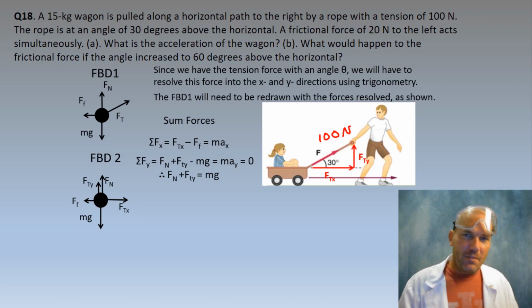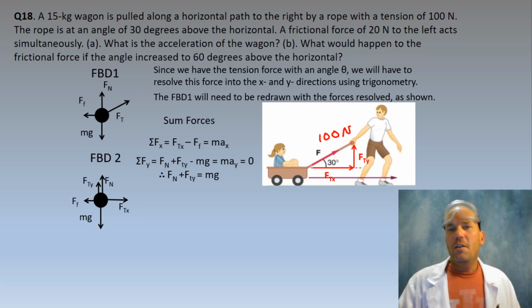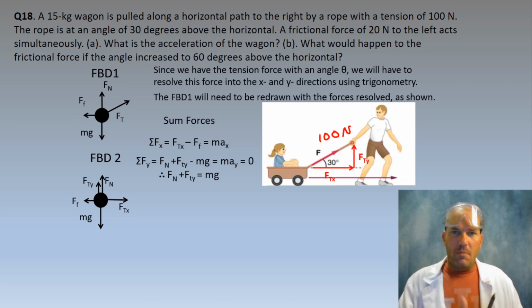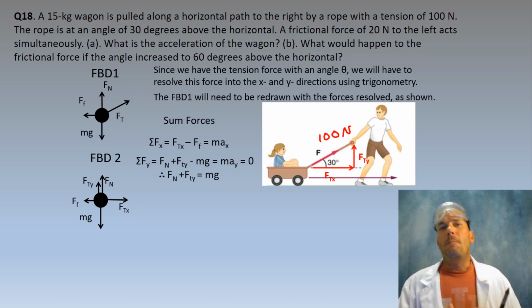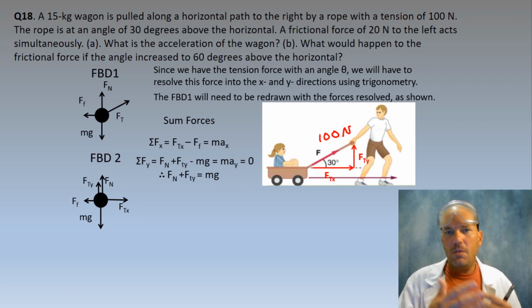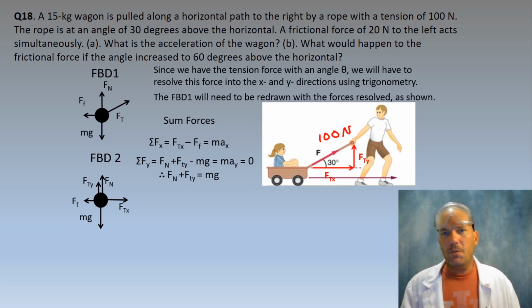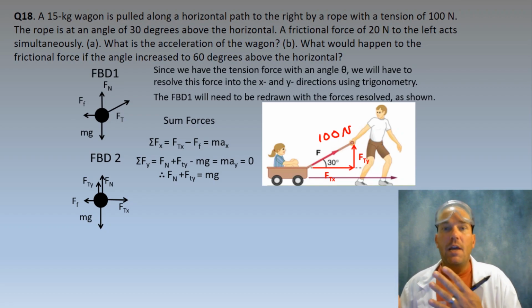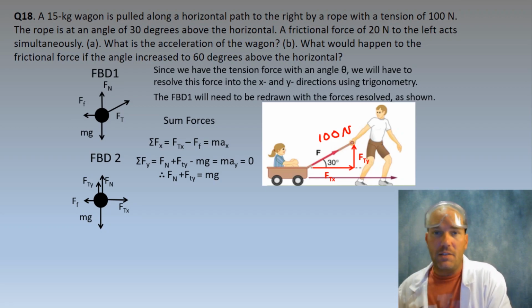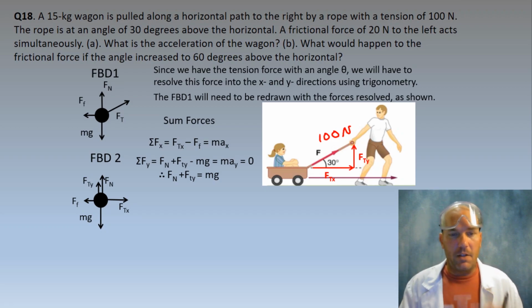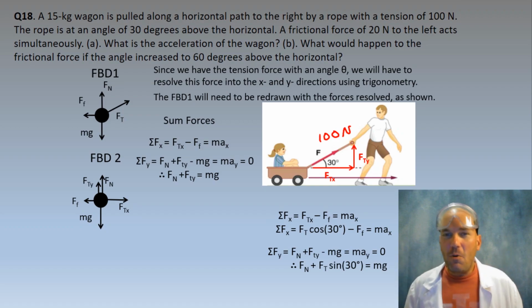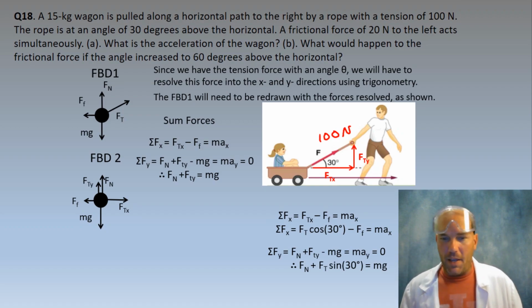So again, force normal plus force of tension in the y direction minus mass times gravity equals 0. Therefore, force normal plus force of tension vertically equals the force of gravity, or mass times the acceleration due to gravity. All right, so now we can look at finding a solution to part A.